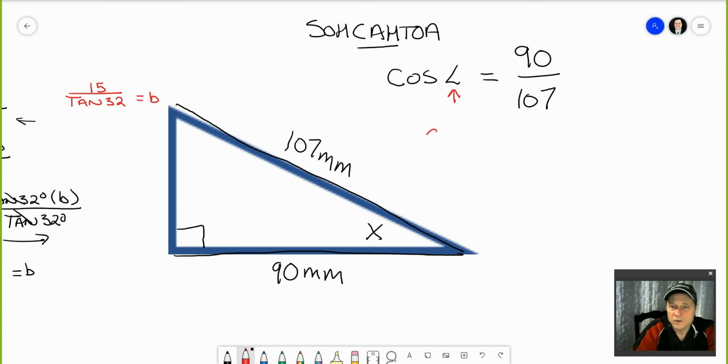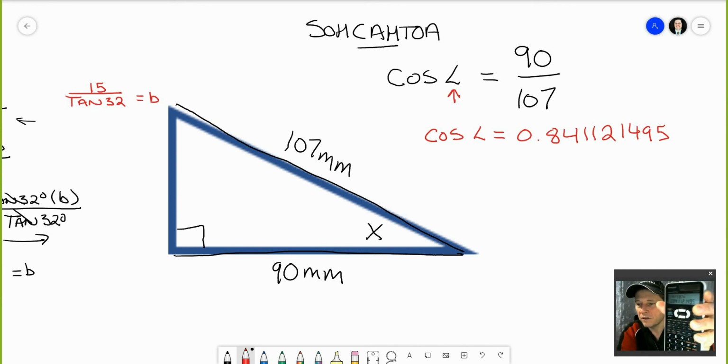And this, I'll just rewrite it according to what the calculator says. Cosine of the angle equals 0.841121495. So what is this? This is simply a decimal equivalent to the ratio, okay? That's all it is. This is the decimal fraction. This does not tell us the angle. What this is telling us is the cosine of the angle. What we want is the angle. So how do we get the angle?